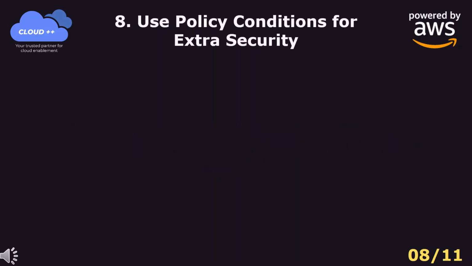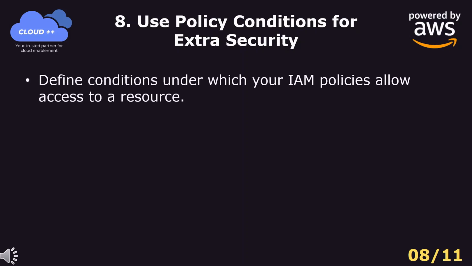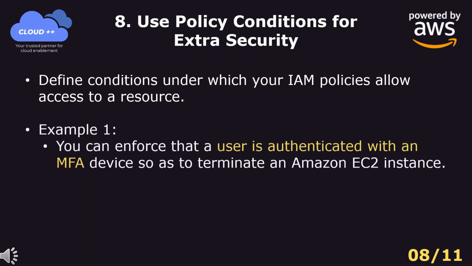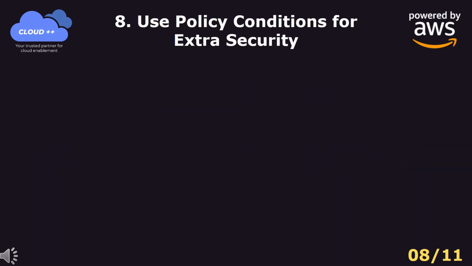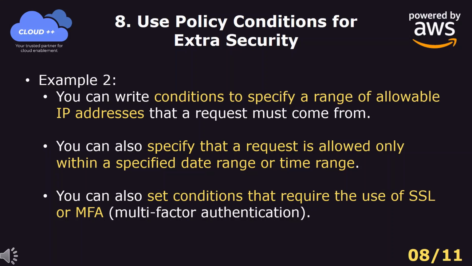Use policy conditions for extra security. Define conditions under which your IAM policies allow access to a resource. Example 1: you can enforce that a user is authenticated with an MFA device in order to terminate an Amazon EC2 instance. Example 2: you can write conditions to specify a range of allowable IP addresses that a request must come from. You can also specify that a request is allowed only within a specified date range or time range. You can also set conditions that require the use of SSL or MFA.